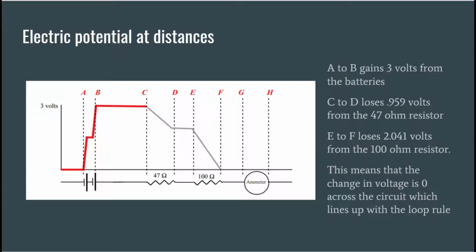Now, here's a graph of the change in voltage throughout the circuit on the previous slide, marked on points A, B, C, D, and so forth. As you can see, when it comes across a resistor, you have a voltage drop on both of these places based on how large the resistance is, because voltage is equal to the current, which is constant, times the resistance. Adding those up together gives you a total change in voltage of 0 across the circuit, which lines up with the loop rule for a closed circuit.